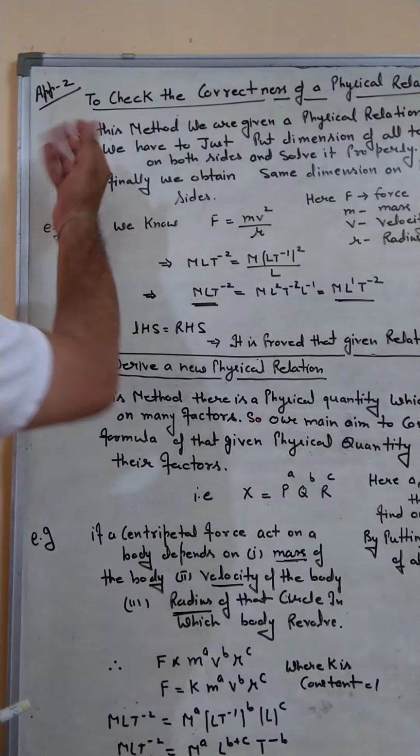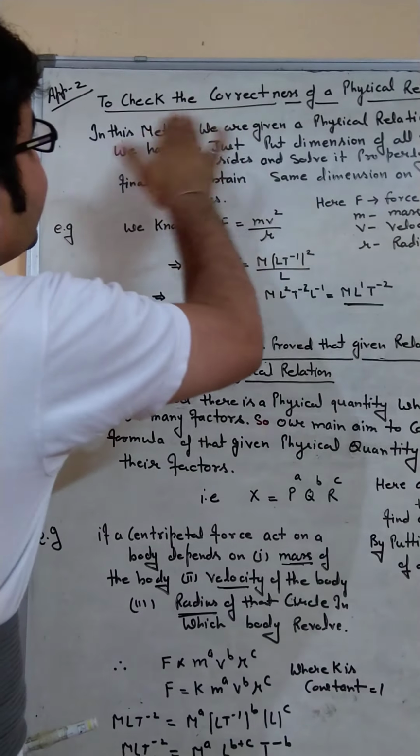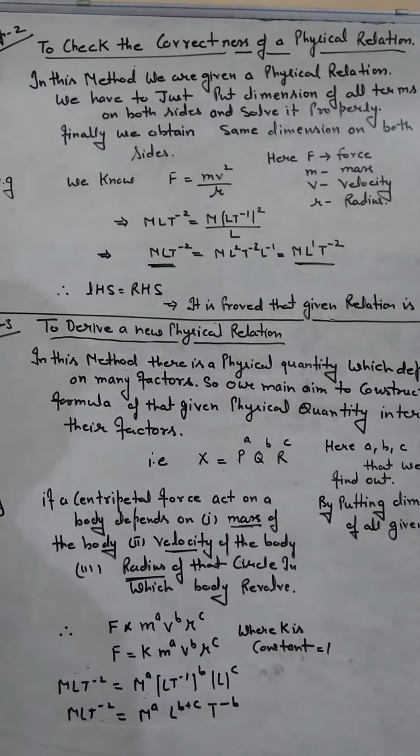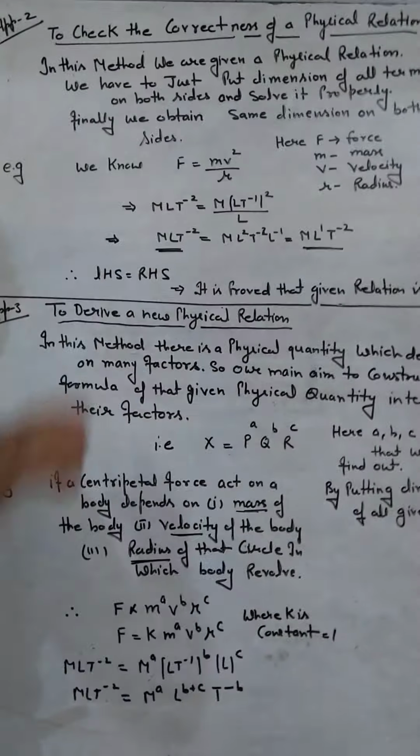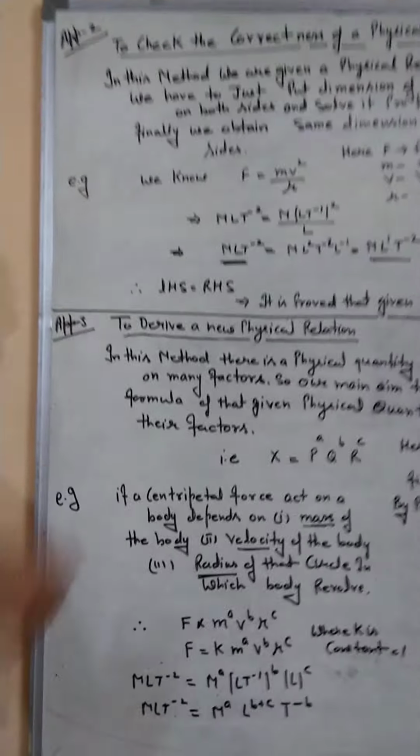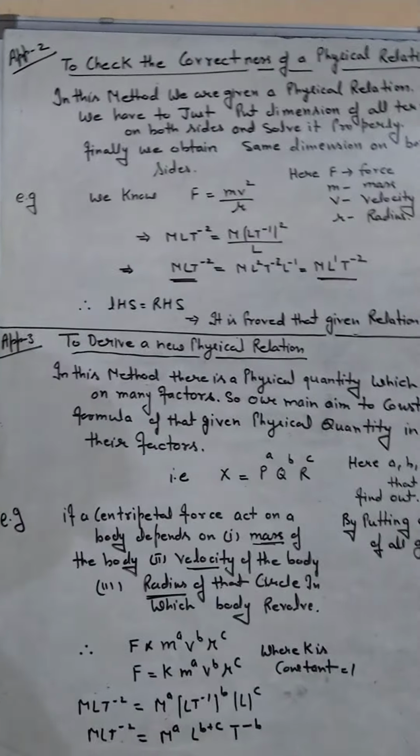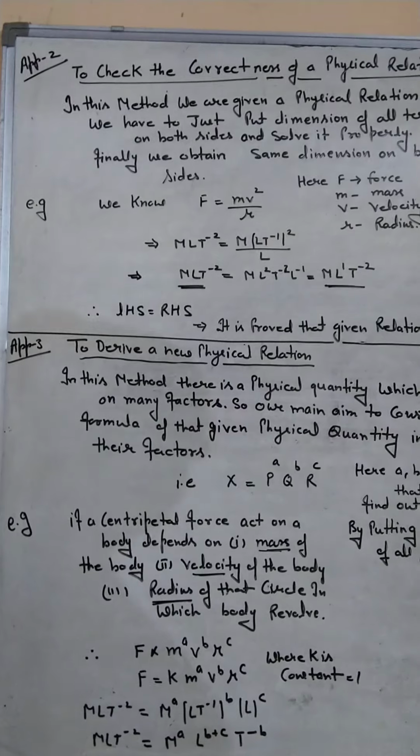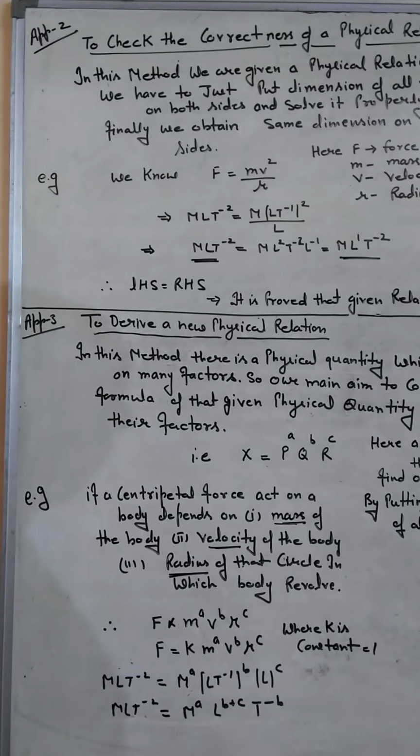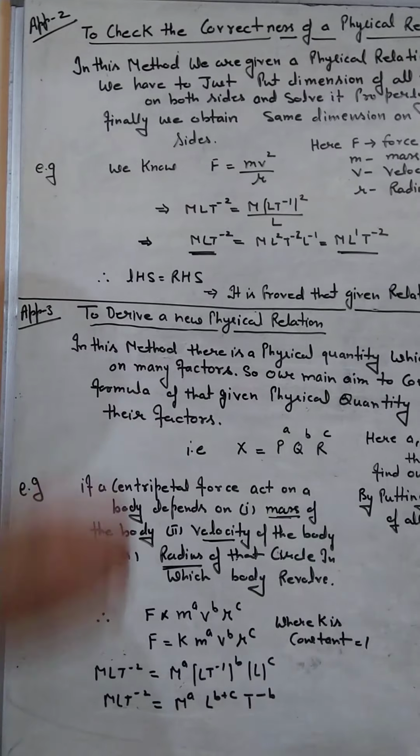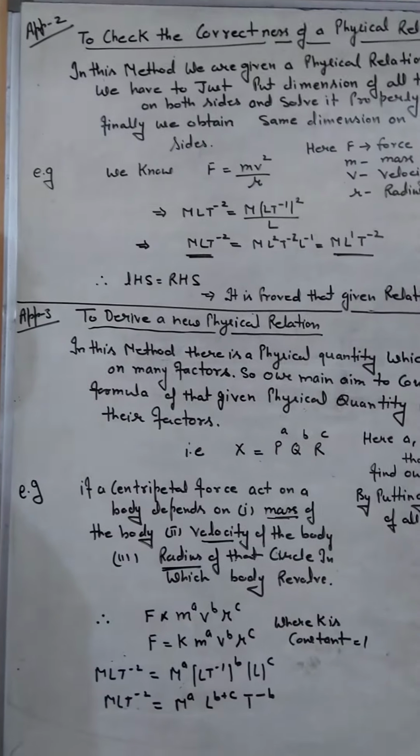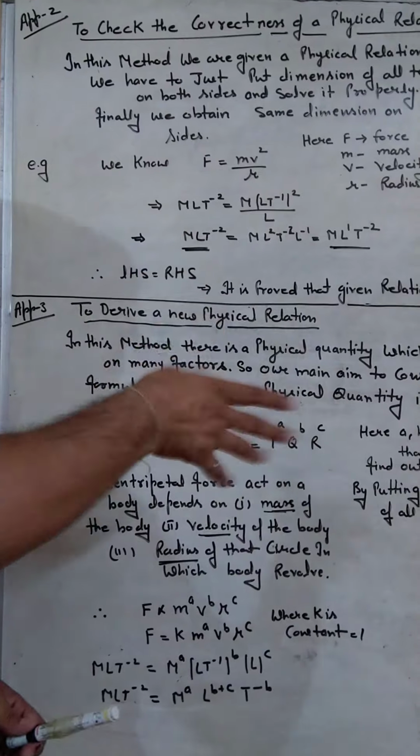So first of all we try to understand how that method is applied to any physical relation. In this method we are given a physical relation. We have to put dimensions on all terms on both sides and solve it properly. Finally we obtain some dimension on both sides. Actually, during the application of that method we have a physical relation given by the examiner in which we have to put the dimensions of all physical terms provided in that relation and solve it properly on both sides simultaneously, until we see whether the dimensions on both sides are the same or not.